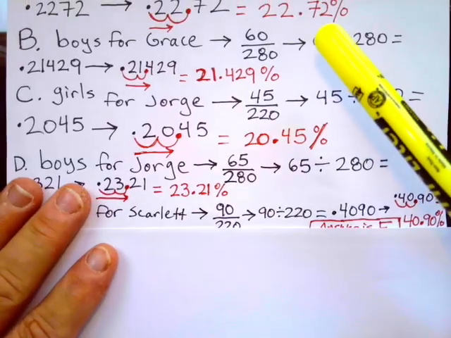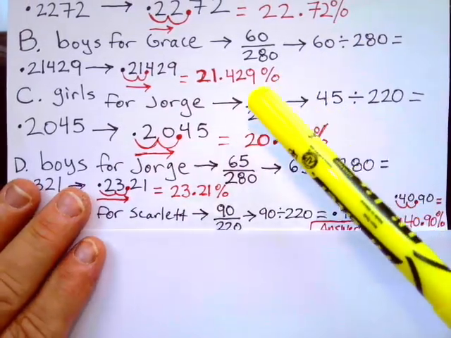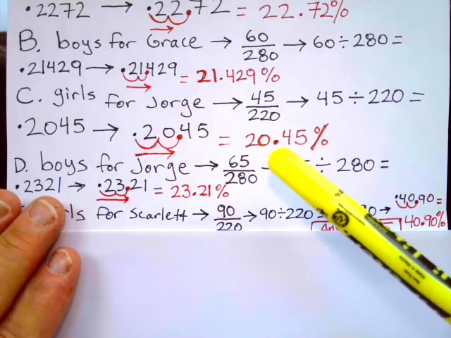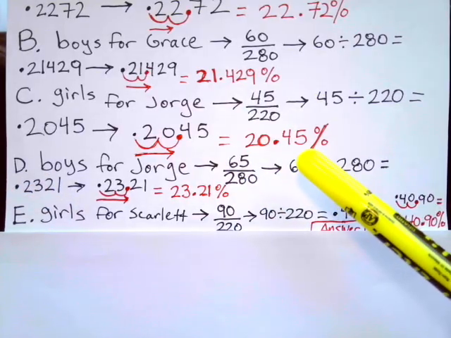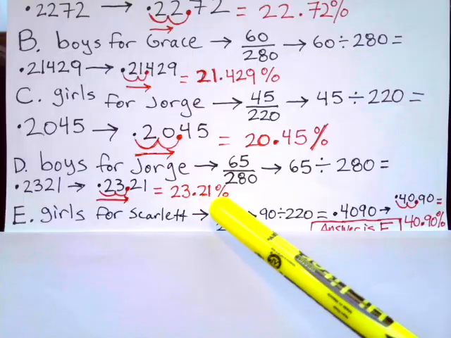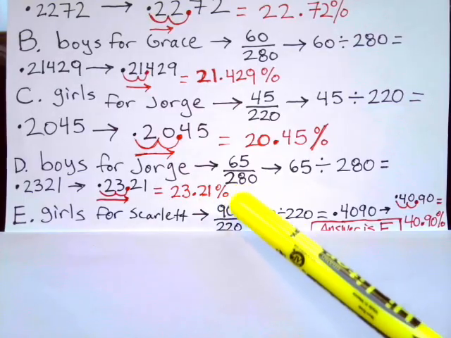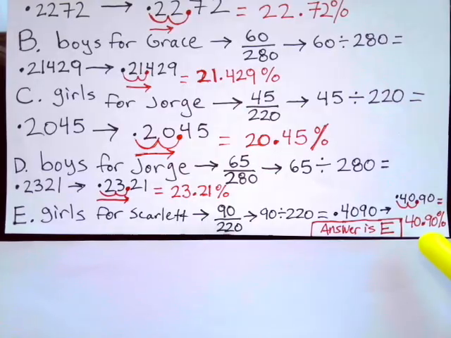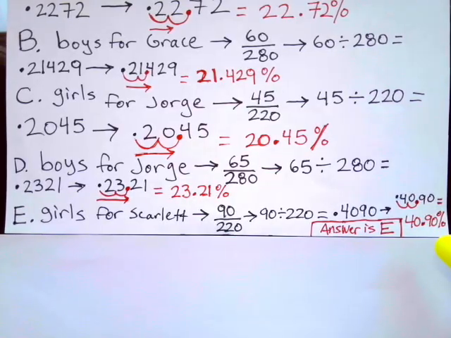We had 22.72% for A, 21.429% for B, 20.45% for C, 23.21% for D, and finally E. Your answer is E at 40.90%. It's that simple.